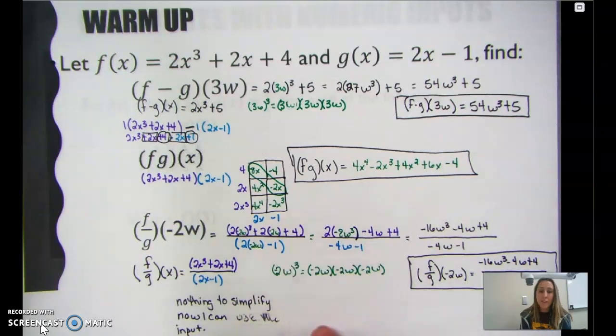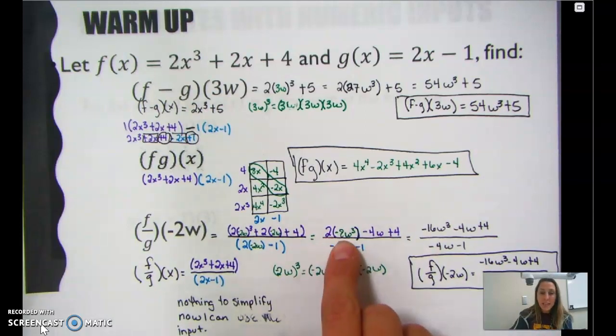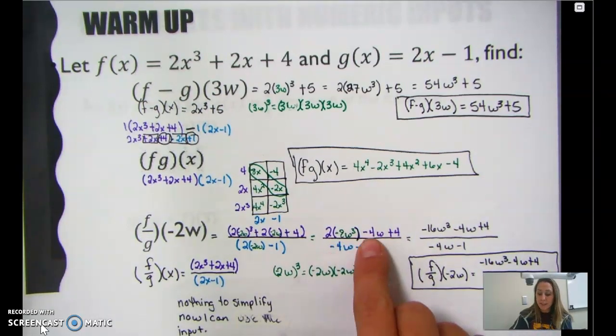So I went ahead and evaluated that because order of operations tells us I need to do my exponents first, then I can deal with everything else. So I went ahead and dealt with my exponent. So negative 2 times negative 2 is a positive 4. Positive 4 times negative 2 is a negative 8. So I got negative 8, and then w times w times w is w cubed.